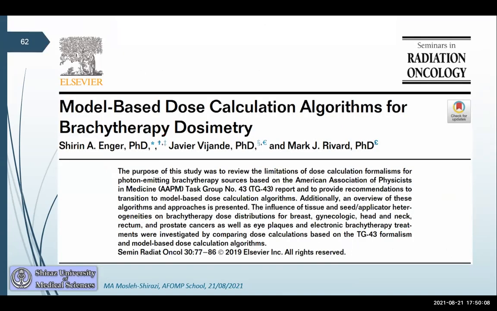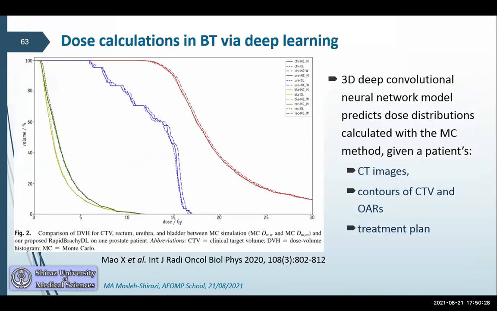And there are more and more systems taking advantage of, or improving to go to, model-based dose calculation algorithms. Again, there's not much time to go through this. This is a good recent review. Again, artificial intelligence and deep learning can do this for you too.